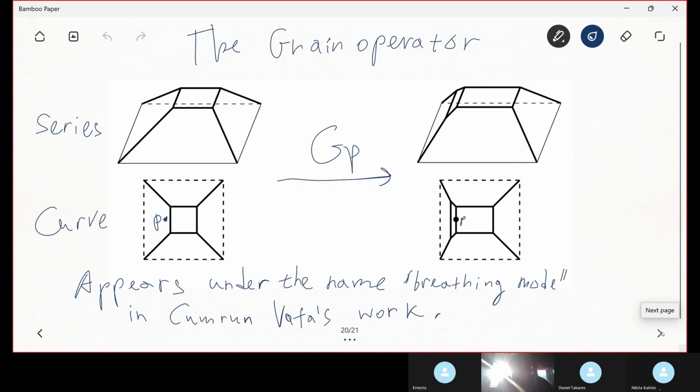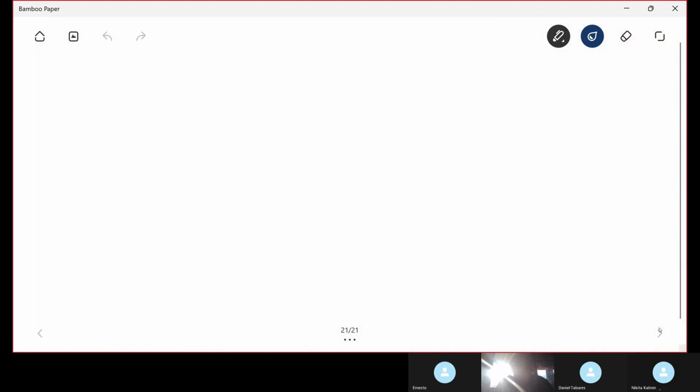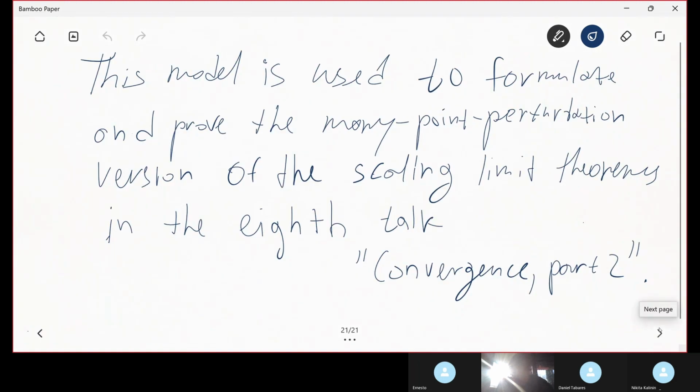Anyway, I think the work is called something like supersymmetric partition functions and 4D string theory, something like that. So anyway, we use this tropical sandpile model to formulate and prove the many-point perturbation version of the scaling limit theorem in the 8th talk, the convergence part. And that's it.